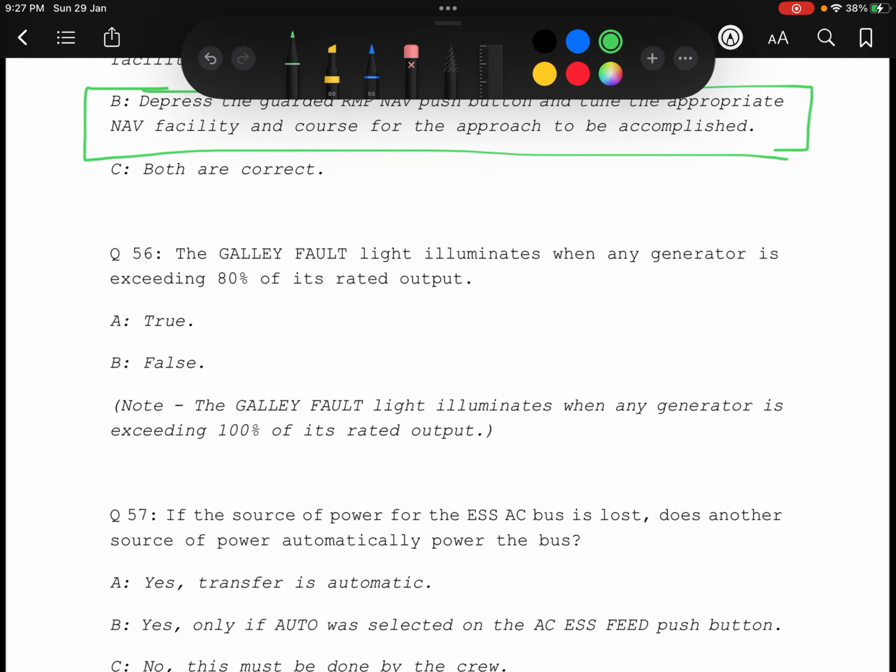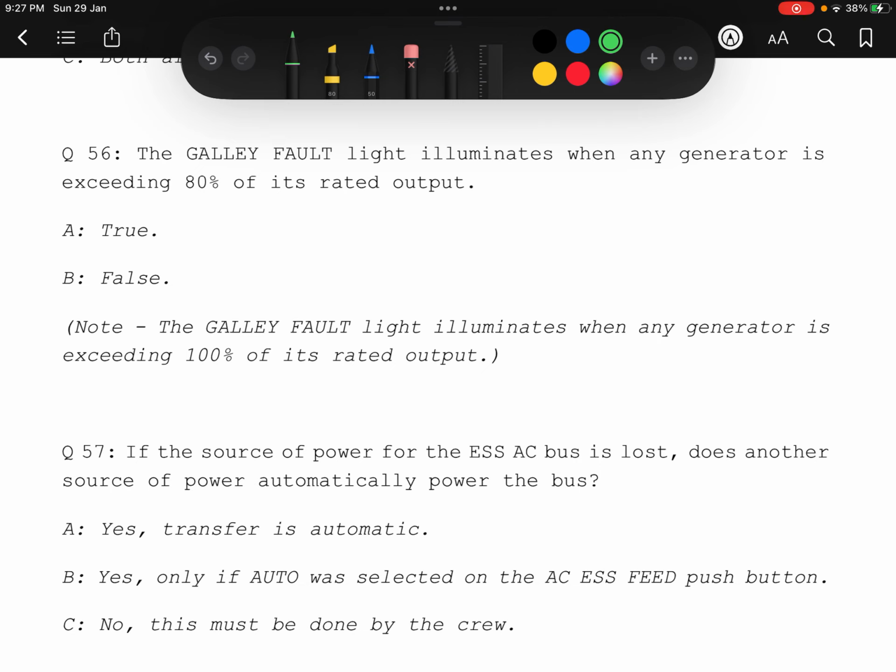The galley fault light illuminates when any generator is exceeding 80% of its rated output. Is it galley? Yes. Is it 80%? No, it is 100%. Whenever any generator is exceeding 100% of its output, this galley fault light illuminates.